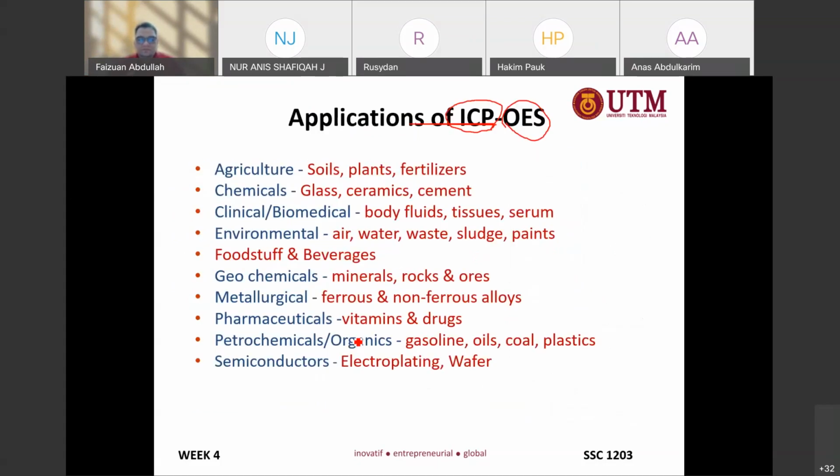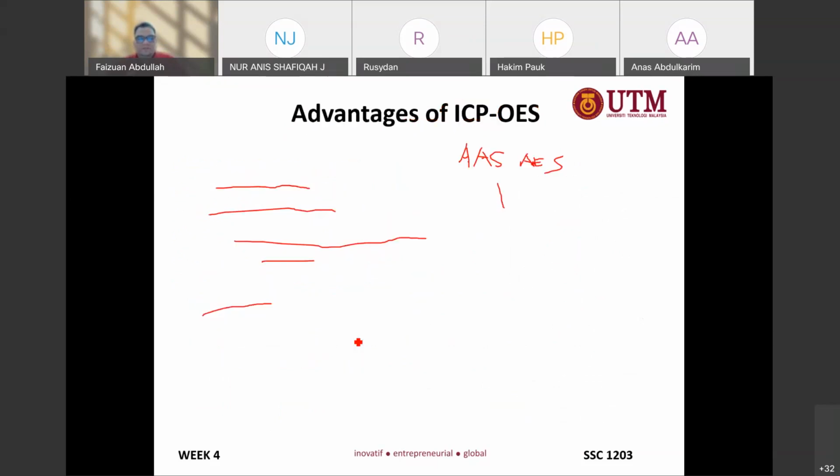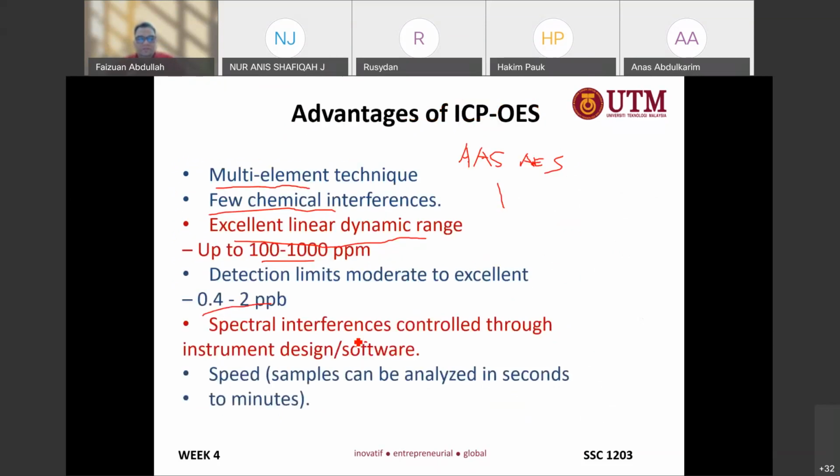Come to the application. I've told you a lot of applications for ICP-OES. Advanced, also has spectral interference control through the instrument. We can control the spectral interference in the instrument so that we can differentiate between the interference and the real response. Samples can be analyzed in seconds per minute, very fast. In ICP-OES we can detect the analyte in the sample very fast.